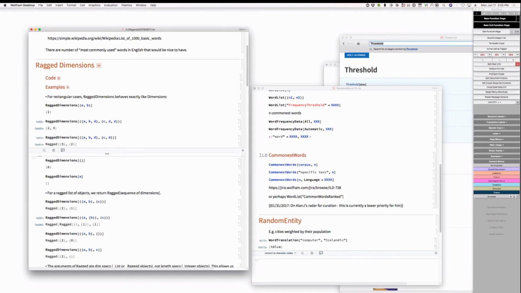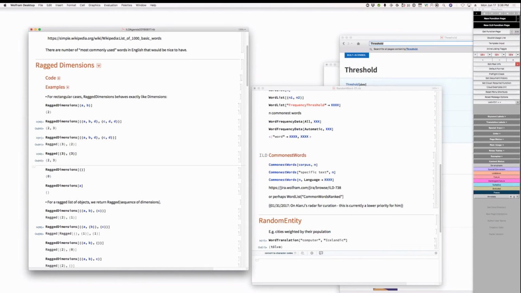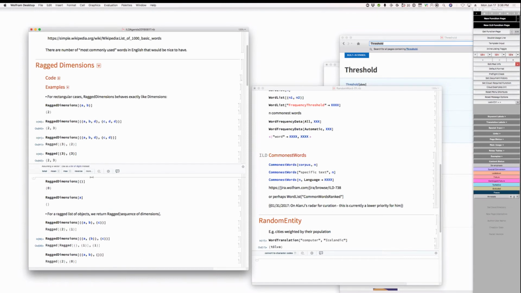I see. So wait a minute. Why isn't that in a list? So ragged is saying I have a vector 3 and a vector 2. Ragged corresponds to a single level reporting the dimensions of the things it has inside. Right, but so ragged of 3, 3 is equivalent to 2, 3. It's 2 elements. Actually, evaluate that. Evaluate ragged of 3, 3. It's 2 elements, each one having dimensions 3. I see.